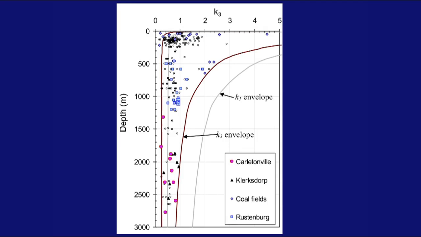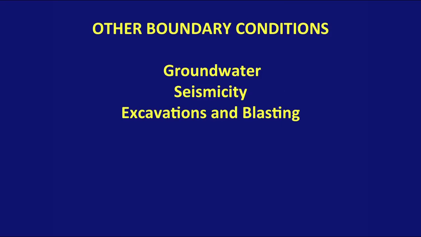This shows a similar result, but in this case K3, K3 being the ratio of the minor horizontal principal stress to the vertical overburden stress. And there you can see the envelopes, both the K1 envelope and the K3 envelope. Other boundary conditions include groundwater, seismicity, and excavations and blasting. Excavations being some things that are going to change the stresses.